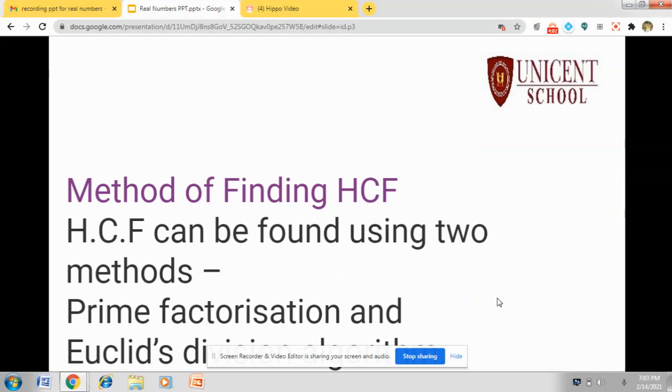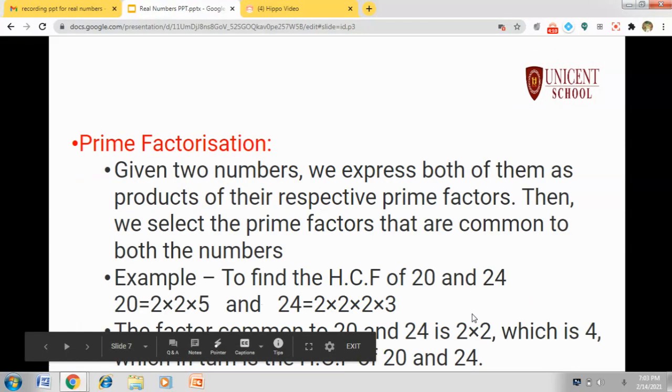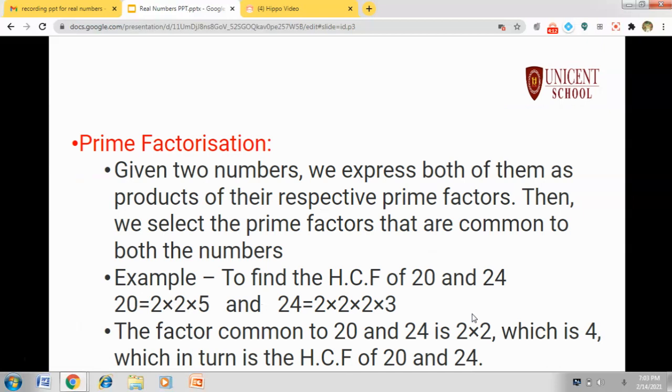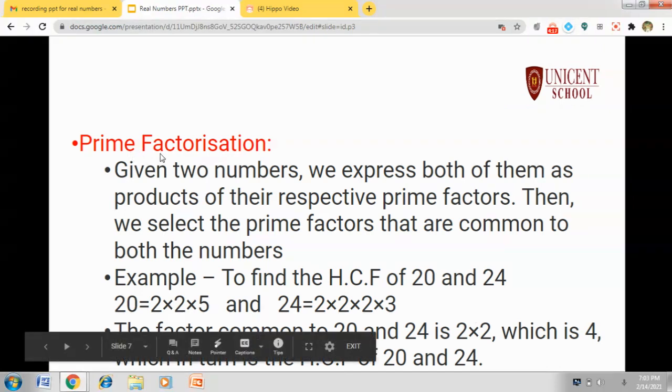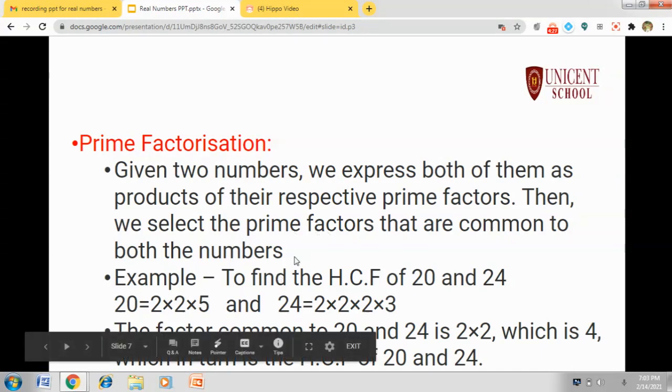In this chapter, we have two methods of finding the HCF. The first method is prime factorization, and the second method is using division, Euclid's division algorithm. First, we'll see the prime factorization method. Given two numbers, we express both of them as a product of their respective prime factors. Then we select the prime factors that are common to both numbers. This we have done in our lower classes.